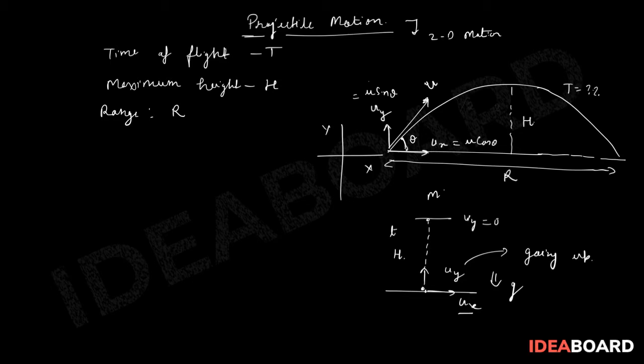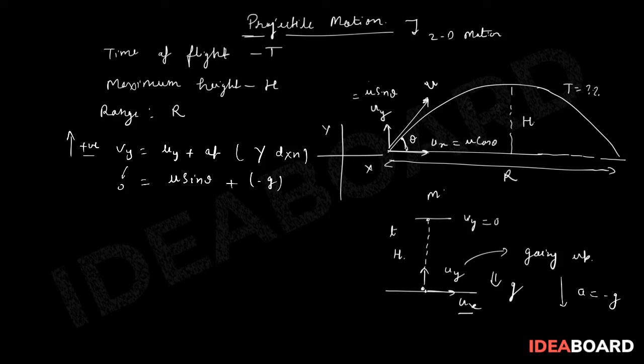So we can utilize the equation of motion, vy is equal to uy plus at. This is in the y direction, right? For the vertical direction, we know that vy will be instantaneously 0. Taking the positive upward direction, uy will be simply u sin theta, and of course a will be minus g because this is the downward direction. So from here we can obtain t is equal to u sin theta by g, right? That means this is the time in going up.